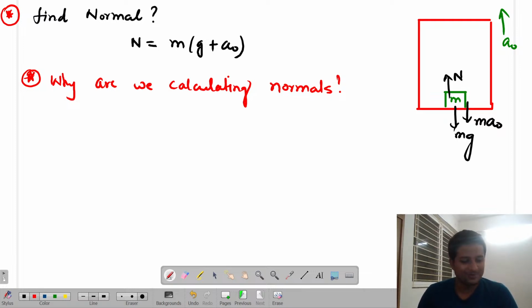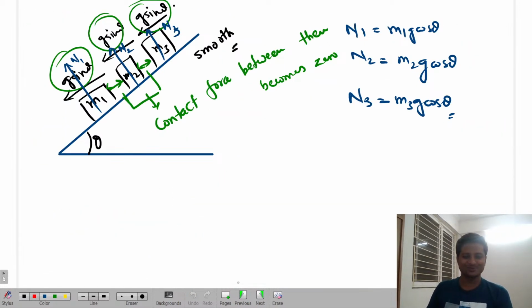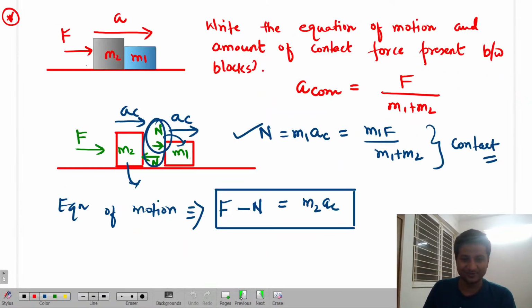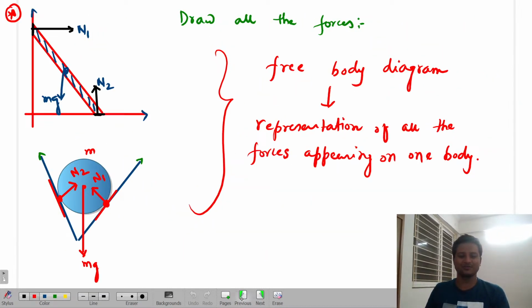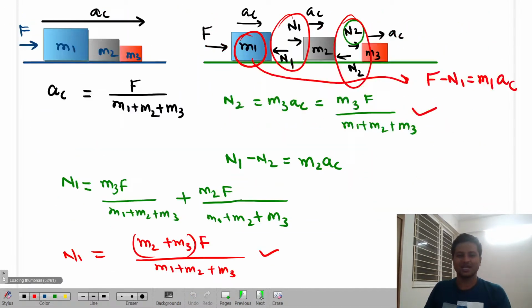So that's what you have to understand first. What are normals? We went through the numerical analysis of normals, and we got to know normal is a contact force. That's all we got to know, isn't it? But actually, what is normal? See that.